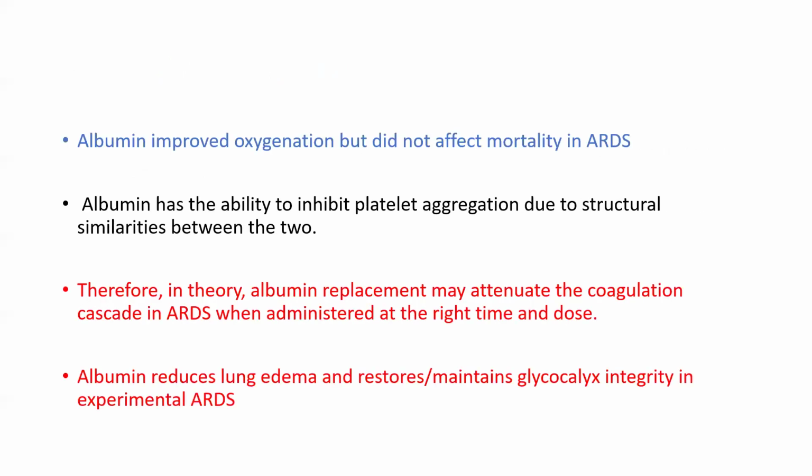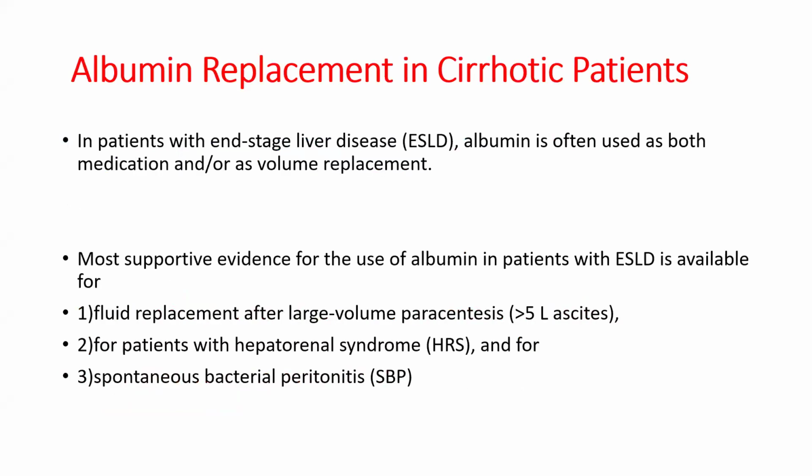So albumin improved oxygenation but did not affect the mortality in ARDS. Albumin has the utility to inhibit platelet aggregation due to structural similarities between the two. In theory, albumin replacement may attenuate the coagulation cascade in ARDS, but administration at the right time and right dose is important. Albumin reduces lung parenchymal injury, and restores and maintains glycocalyx integrity in experimental ARDS.